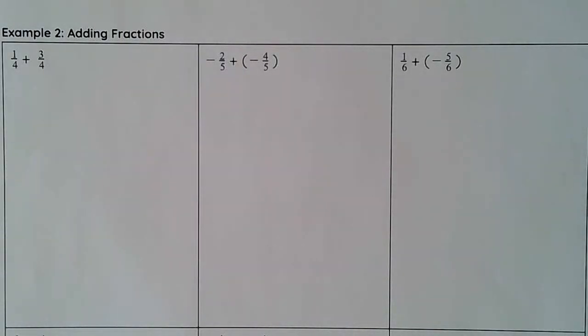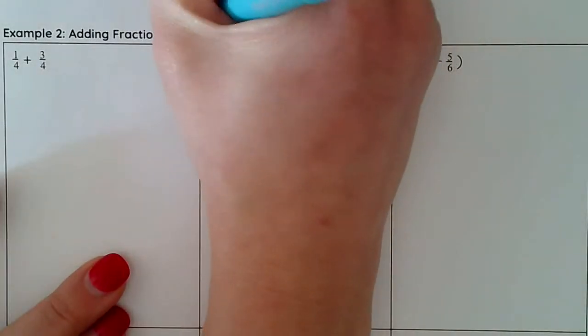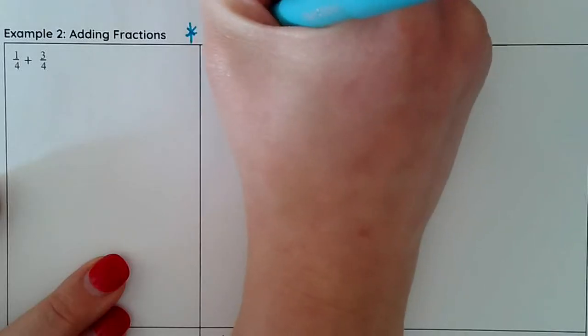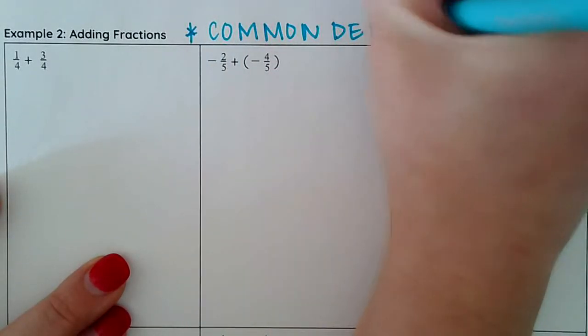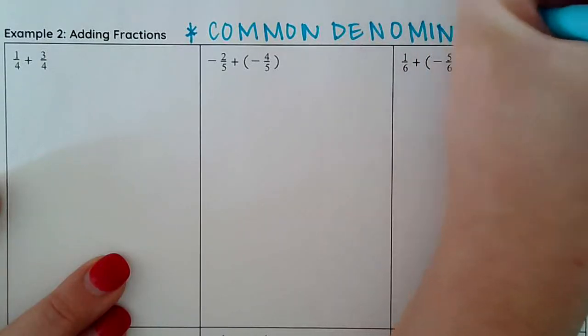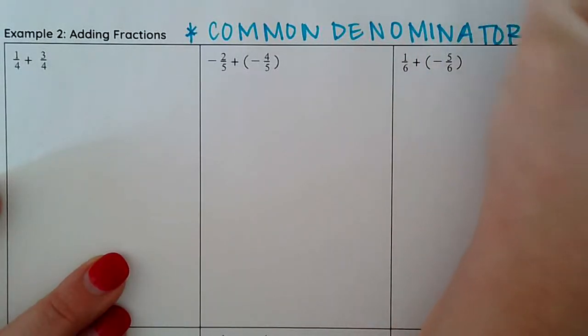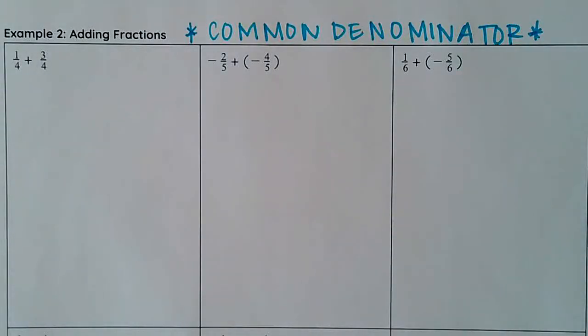Today we are going to talk about adding positive and negative fractions. The biggest thing that we need to remember is that we must have a common denominator when we are adding our fractions. The other thing that we will need to recall are our integer rules when we're adding. So we're going to think about those and think about finding our common denominator, and we should be good to go.